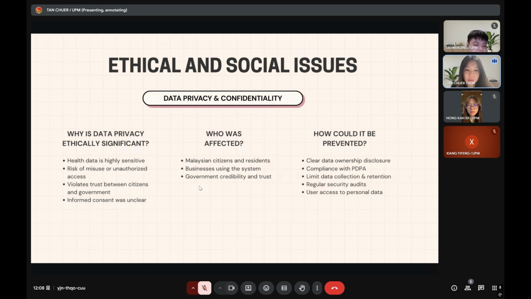Think of it like this: you are giving the app your personal health status every day, but the informed consent part, basically the fine print, was very blurry. To prevent this in the future, we really need clear rules on data ownership, and we must follow the Personal Data Protection Act to make sure data is not kept longer than necessary.